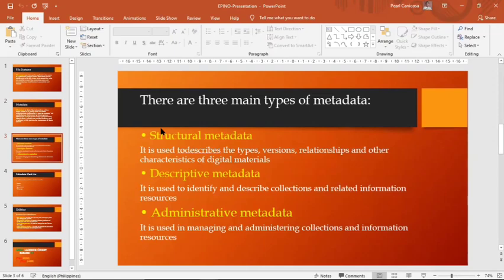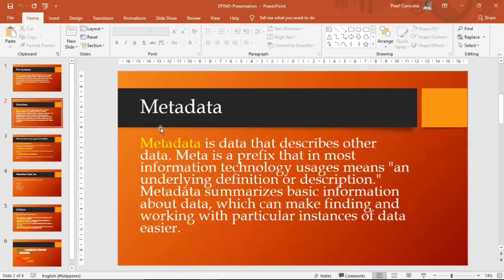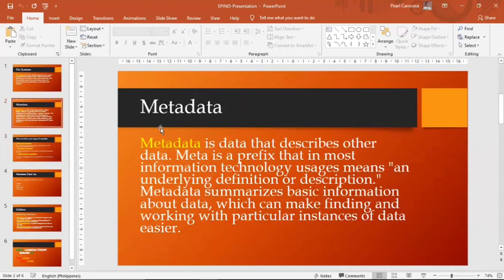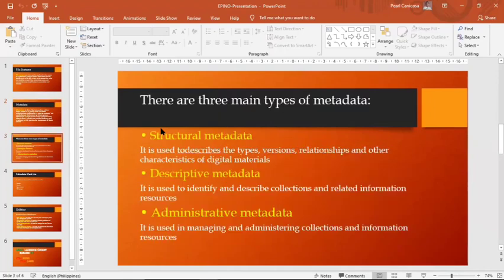On slide number 2. Metadata is data that describes other data. Meta is a prefix that in most information technology usages means an underlying definition or description. Metadata summarizes basic information about data, which can make finding and working with particular instances of data easier. Metadata is also used as separate directory entries. There are three main types of metadata.